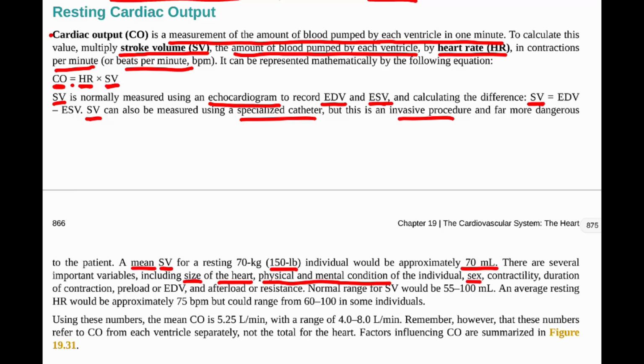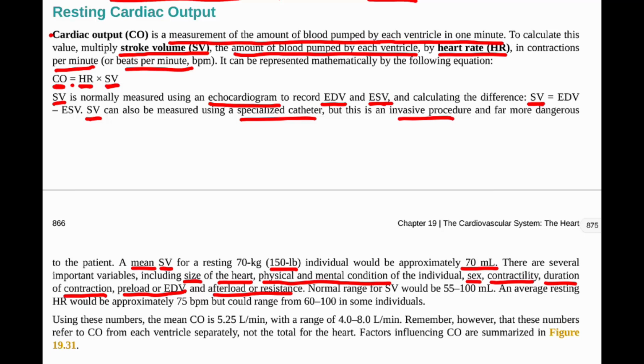Sex or gender, male versus female differences, contractility, so the stretchiness, duration of contraction, so how long the heart contracts, preload or the EDV, the end diastolic volume. What it started with, if that is different, then it would be a little bit different than that 70 milliliters. And then the afterload or resistance, so the resistance to pumping the blood. Again, that would be the case of somebody that has atherosclerosis, for example, and has a buildup of plaque in the aorta. In that case, maybe there would be more resistance to that blood flow, and therefore that would have a lower SV.